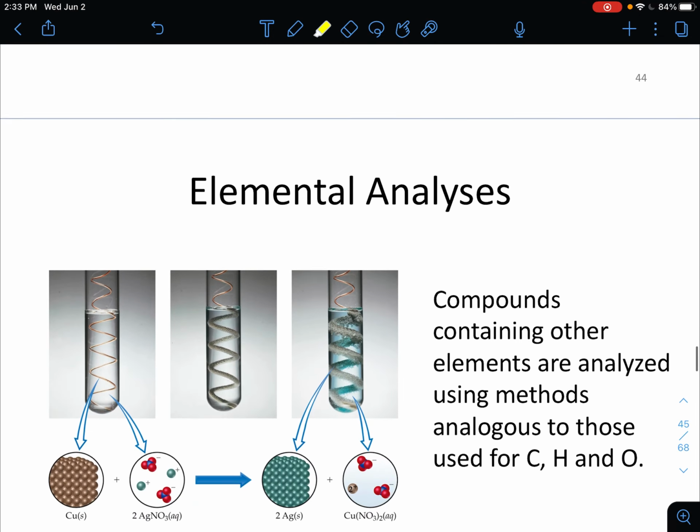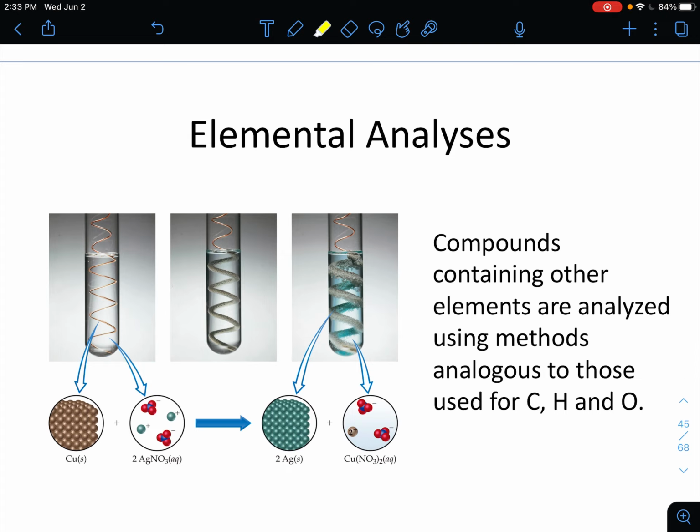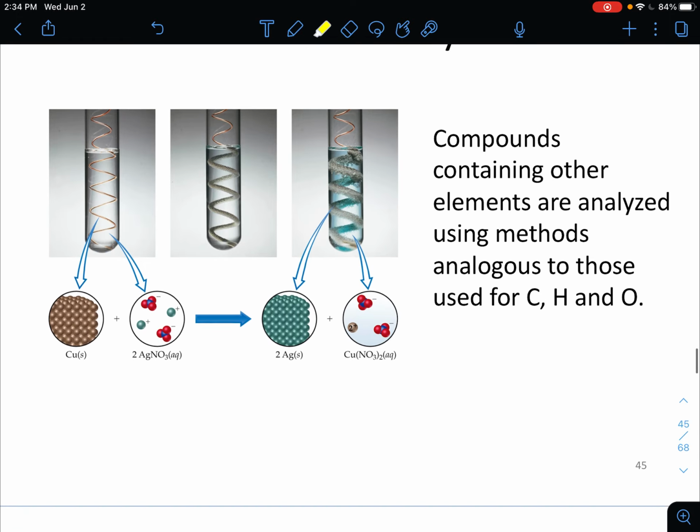All right, and if things get more complicated than this, then we can do a more thorough elemental analysis for things other than carbon, hydrogen, and oxygen. Then there are other ways to go about doing that. All right, so yeah, that's how these ones work.